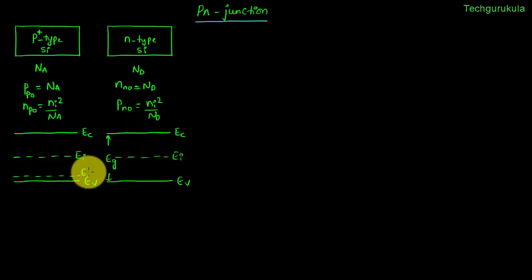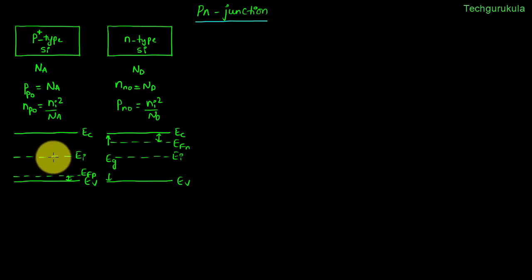And to distinguish the Fermi energy level between the n-type and p-type, let me call this EFP. And the Fermi energy level of n-type semiconductor would be closer to Ec compared to Ev. So let me call this EFN. And I've shown that the distance between Ec to Ef is greater than Ef to Ev here, indicating that p-type is highly doped compared to n-type.